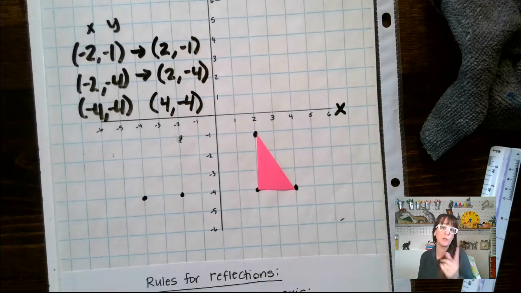But oftentimes you don't have a graph, or it might be a wonky looking shape, and the rules might be easier to remember. Write these points down and then transform them, and then you can see what you've got to do.